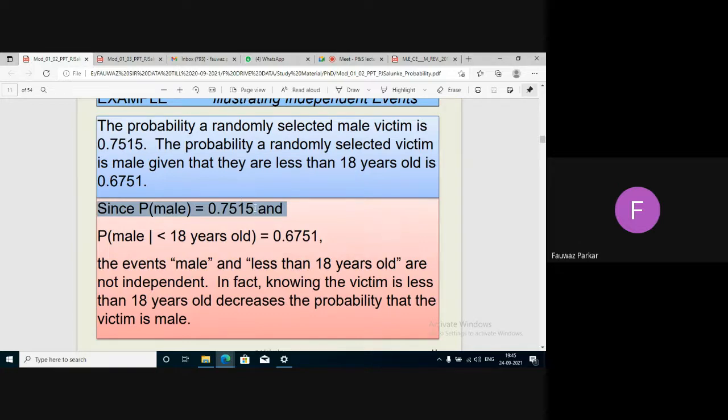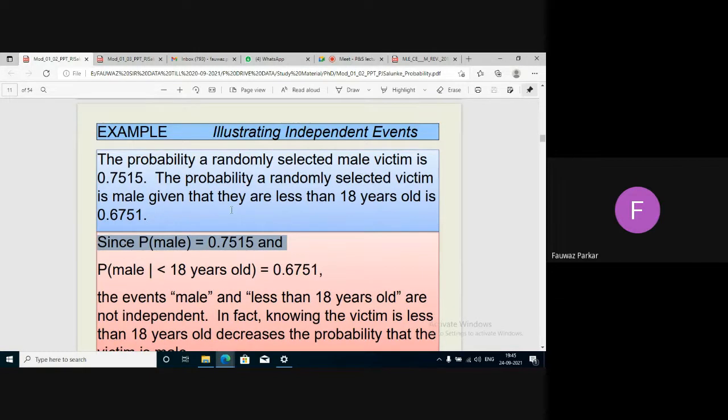0.7515. That means the probability of the victim being female will be 1 minus 0.7515. Similarly, the probability of the victim being female given that she is less than 18 years old will be 1 minus 0.765. This means what? Now, whether these events are independent or not, we need to understand, because look, this is a subset of that, so we cannot segregate this. So these are not independent events.